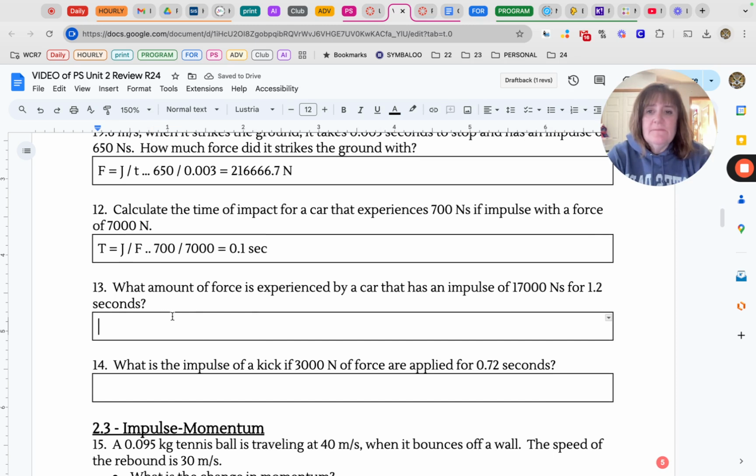Question 13. What amount of force? Force is equal to impulse divided by time. The impulse given in the problem is 17,000 Newton seconds divided by a time of 1.2 seconds. 17,000 divided by 1.2 is equal to 14166.7, again, newtons.